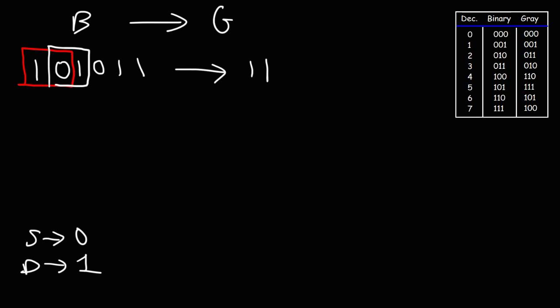0 and 1, they're different, so we're going to put a 1. 1 and 0 are different, so we're going to put a 1. And then we have 0 and 1, that's different. And then finally, 1 and 1, they're the same. So the answer in gray code is 1, 1, 1, 1, 1, 0.